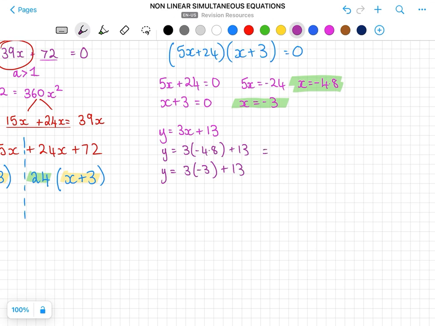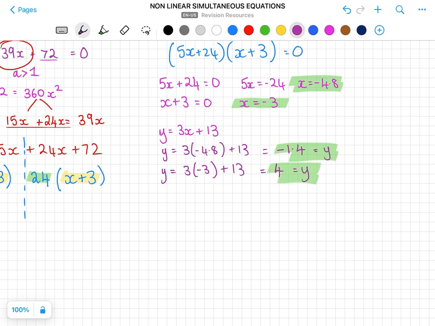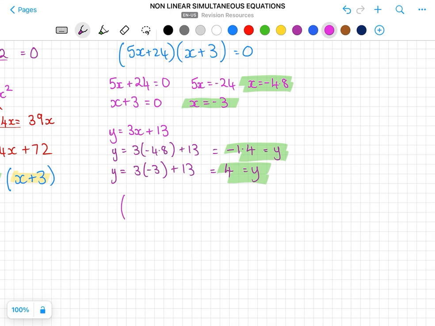3 multiplied by minus 4.8 is minus 14.4. Add 13, minus 1.4, and that is our y coordinate. And then 3 times minus 3 is minus 9, and we add 13 and we get 4. So we can then write this as coordinates if we want. So when x was minus 4.8, y is minus 1.4. And when x was minus 3, y is 4.